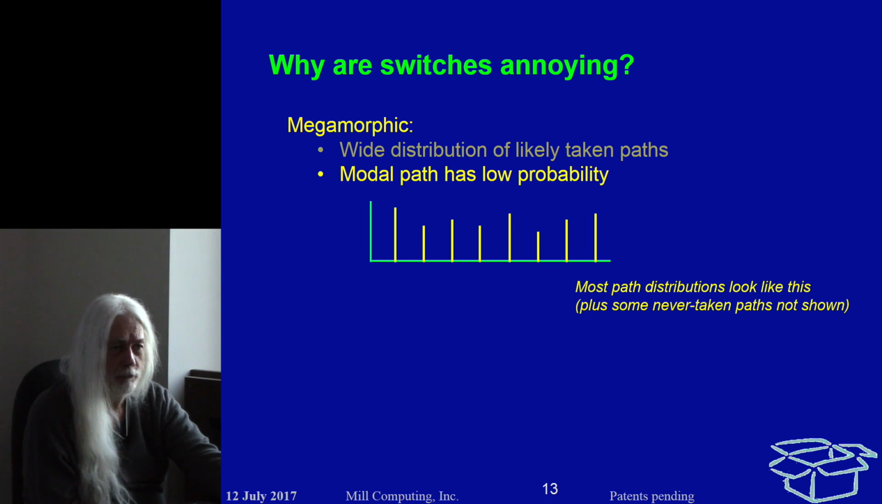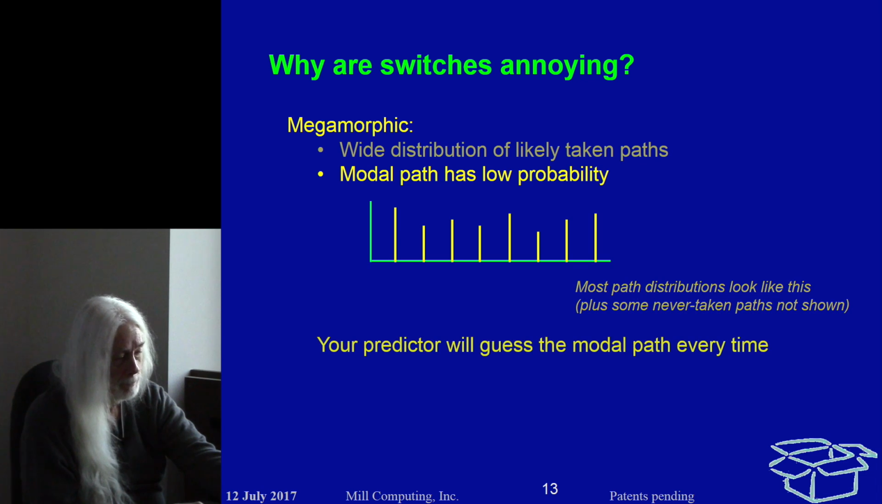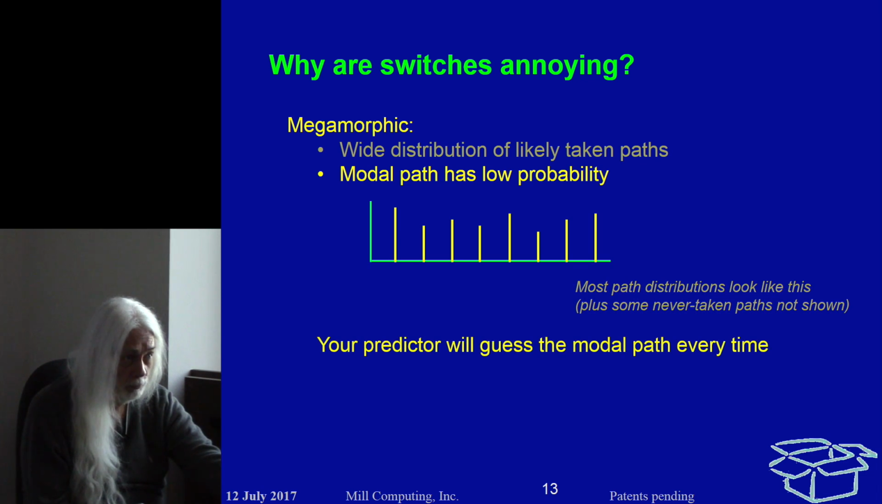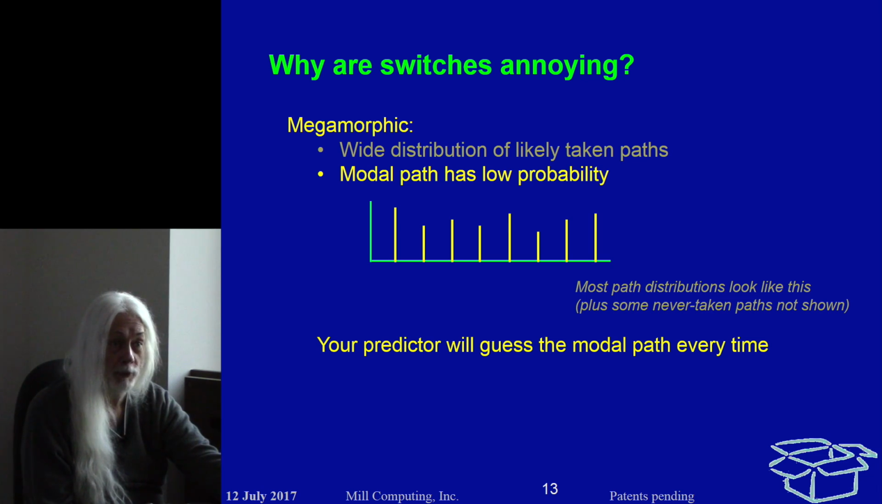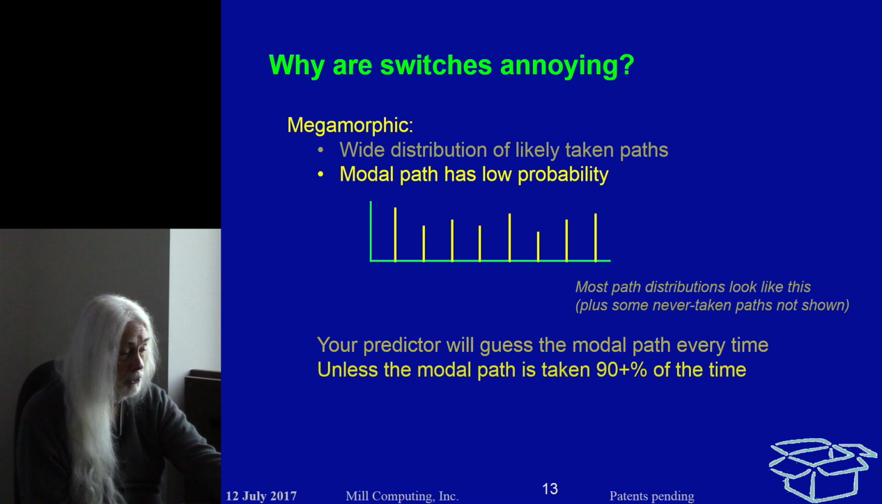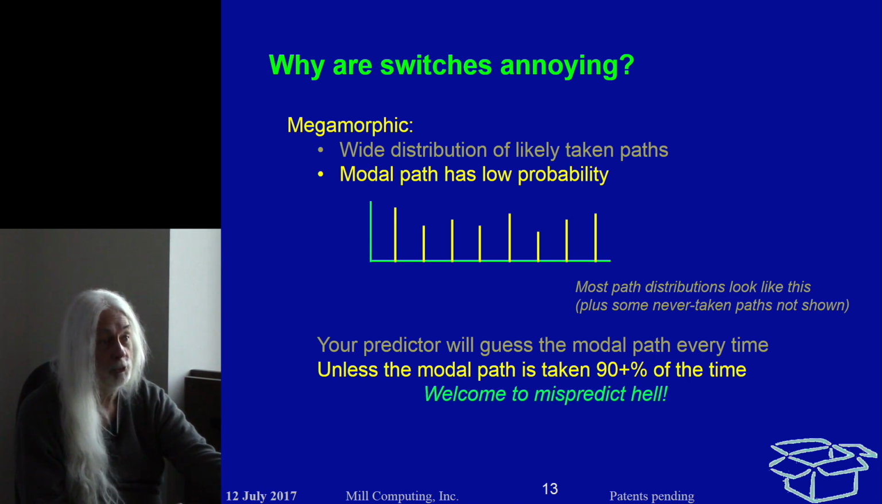There will always be a few paths which are almost never taken and can be essentially ignored in the analysis, but the relatively popular paths do tend to get in each other's way. Your branch predictor will tend to guess that you're going to follow the modal path, the most popular one, every time. Except that you see that's in fact going to be a relatively small percentage of the cases. And so consequently, unless that modal path is in fact taken 90% or better of the time for a given history, then you are in mispredict hell.